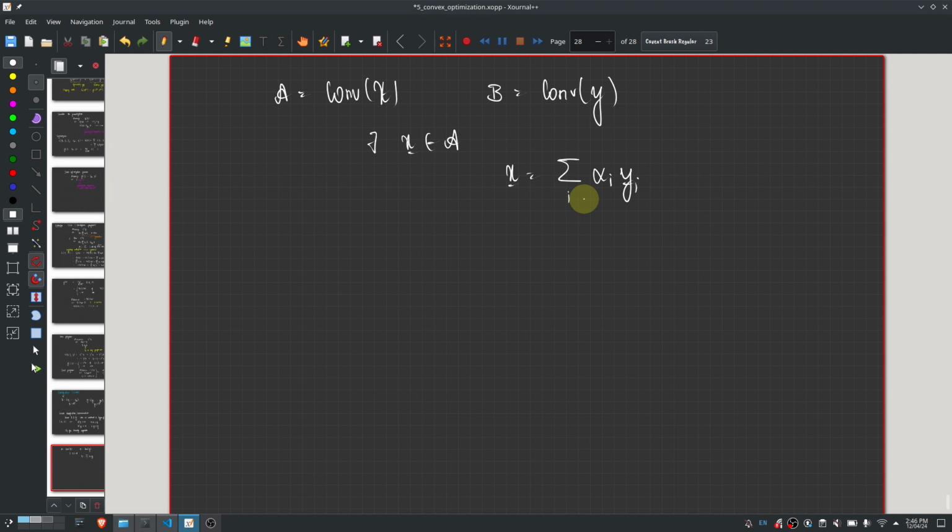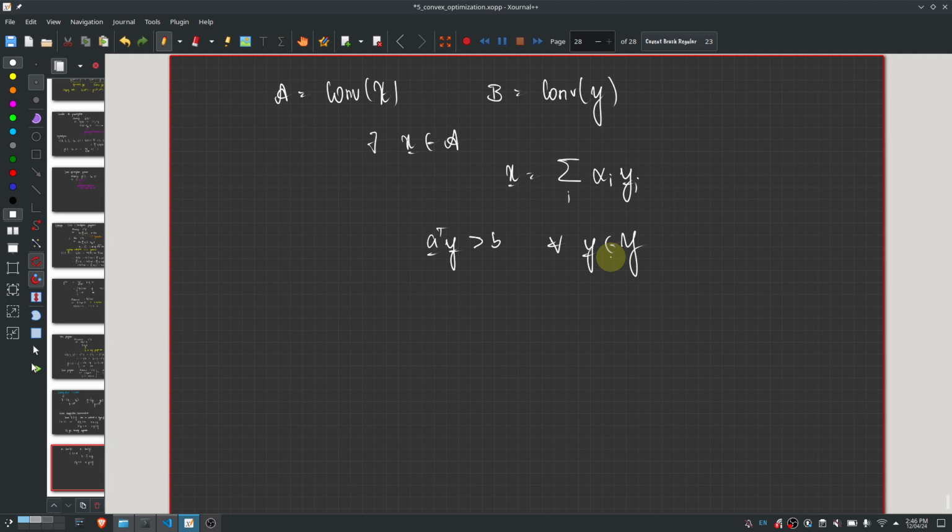Try to build a hyperplane for B, and then all the points of B will be on one side of the hyperplane. Suppose a transpose y is greater than b for all y in the set Y. So since x can be formed using B, x also will be on the same side as B.